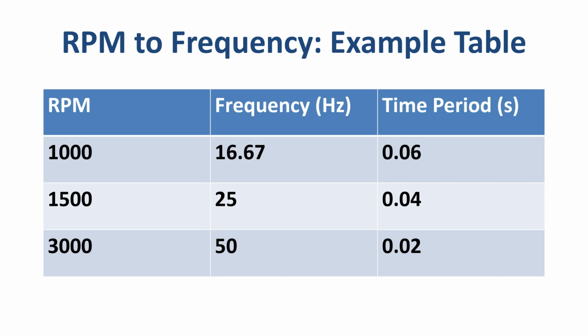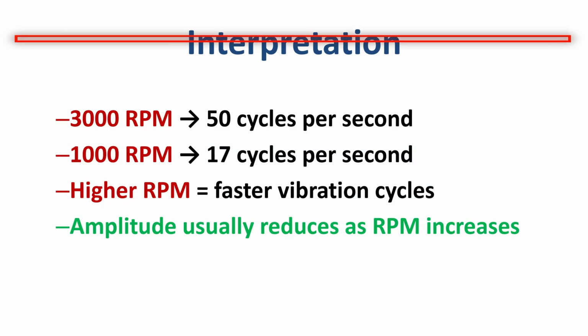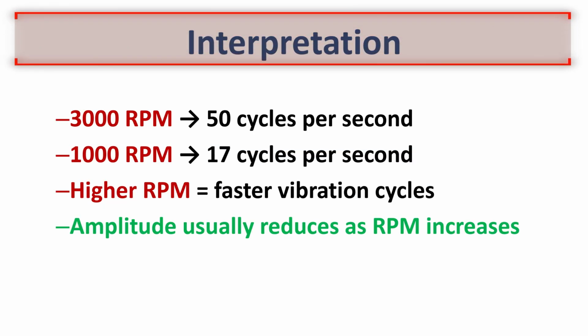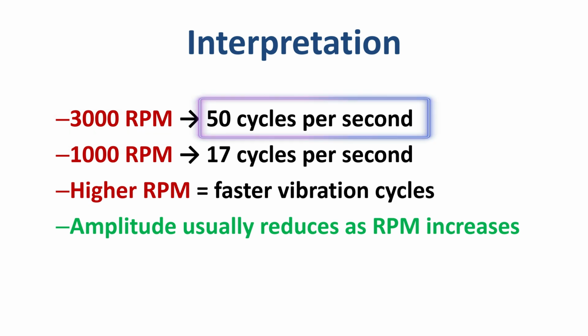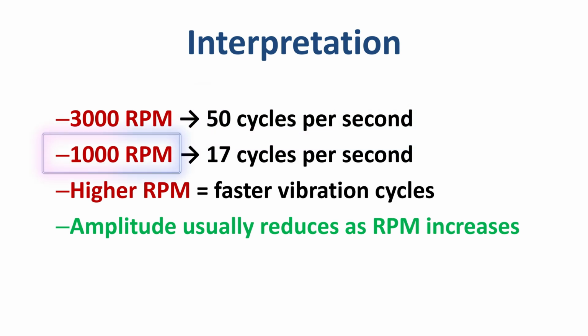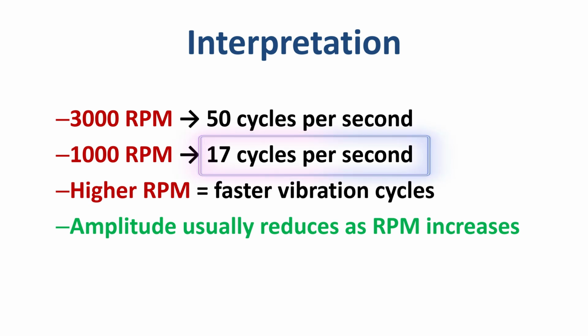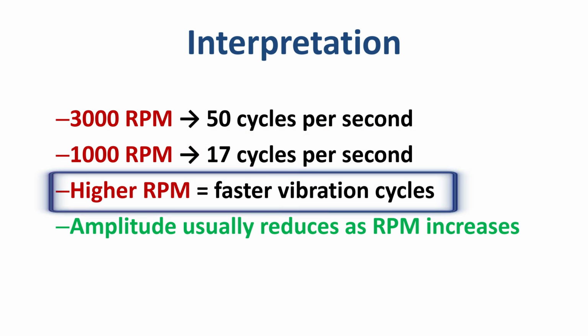In the same way you can calculate for 1500 and 3000 RPM. I am showing it here on the screen, so I believe you can do these calculations. It's very simple. Overall, what we get from here is that my motor running at 3000 RPM will be completing around 50 vibration cycles every second, while my other machine running at 1000 RPM will be completing around 17 cycles per second. That's why high speed machines vibrate more rapidly even if the amplitude is smaller. So that's the reason we always consider the frequency of the machine, or you can say the RPM of the machine.